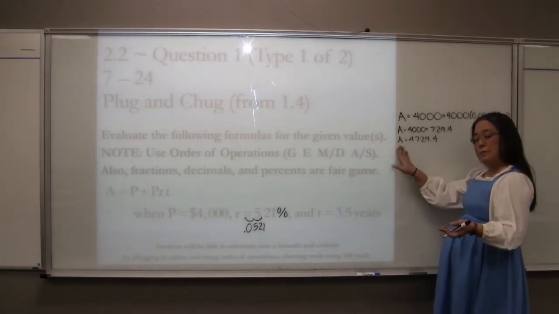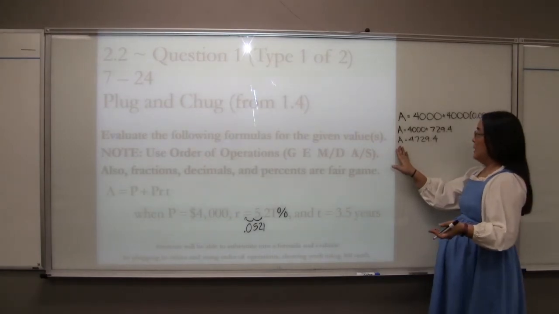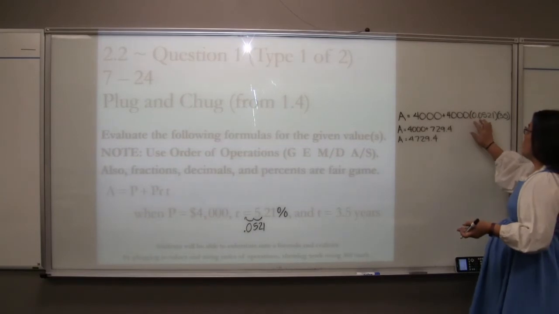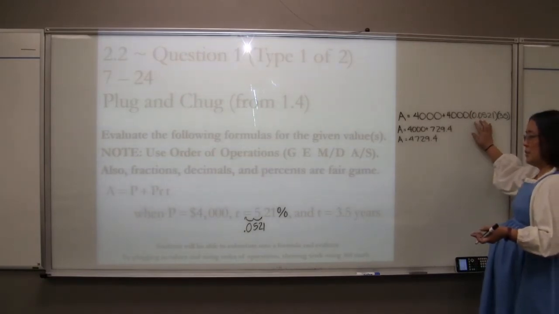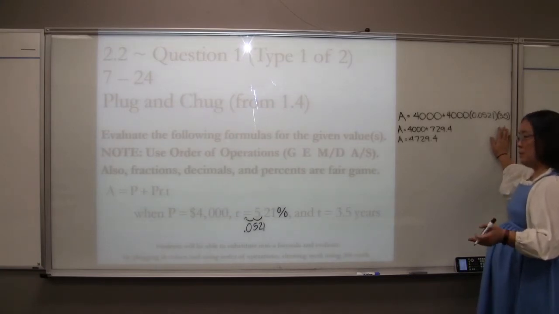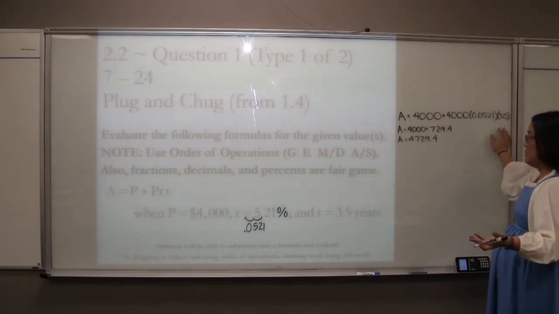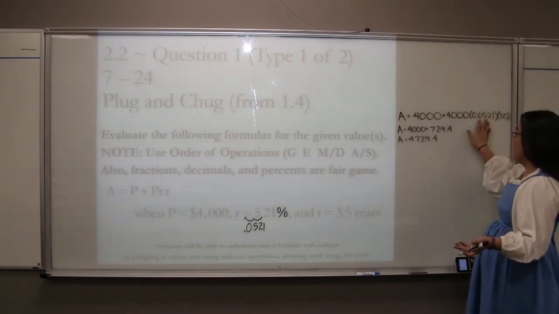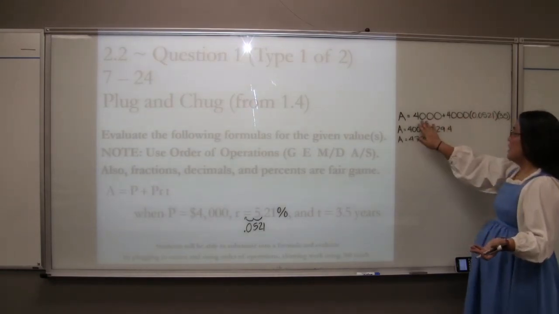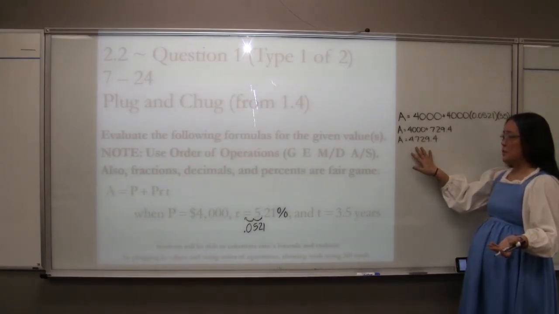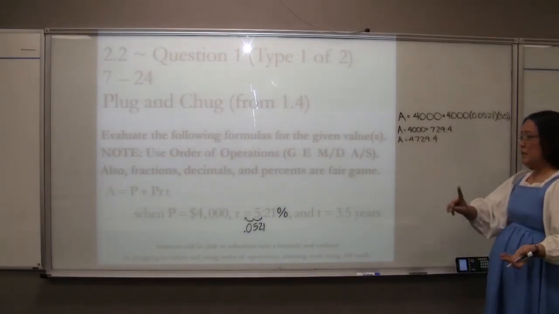A is the accumulated amount of money. P is your principal, your starting amount of money. R is your rate, the percentage that you're increasing. T is your time, the number of years that you're putting your money in for an investment. And so over the course of 3.5 years at 5.21% interest, your $4,000 will grow to be $4,729.40. Now, notice how I said that.